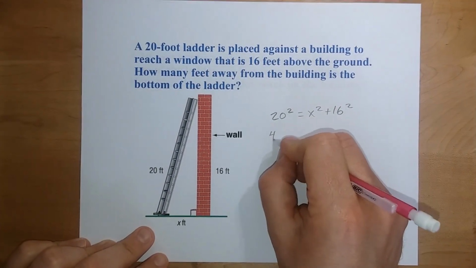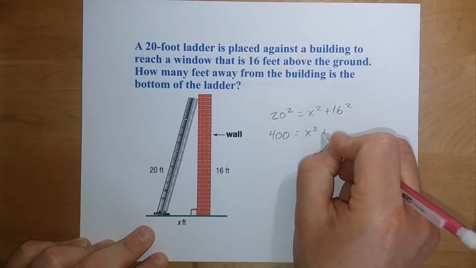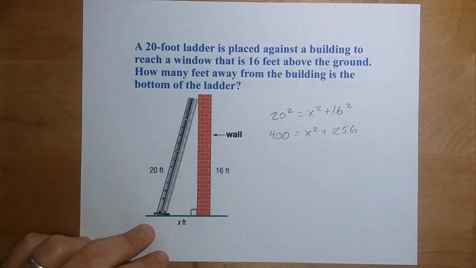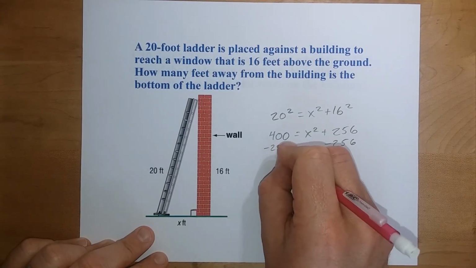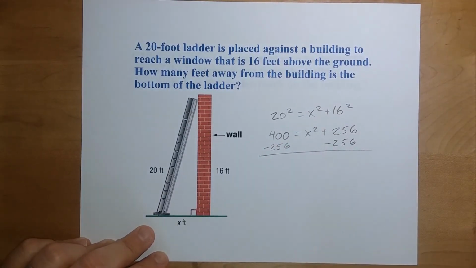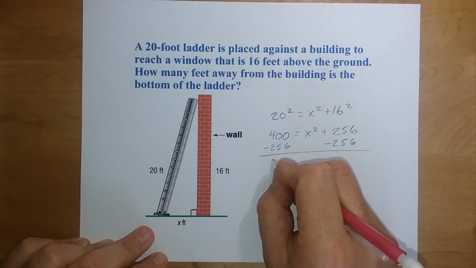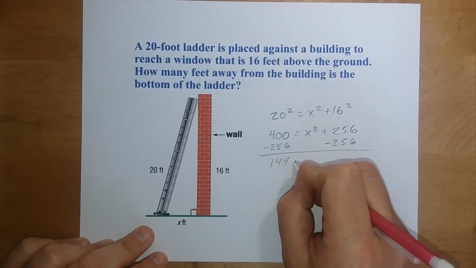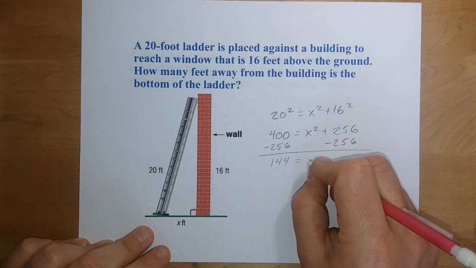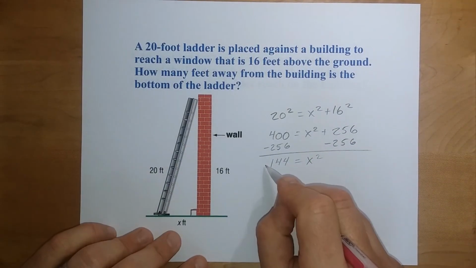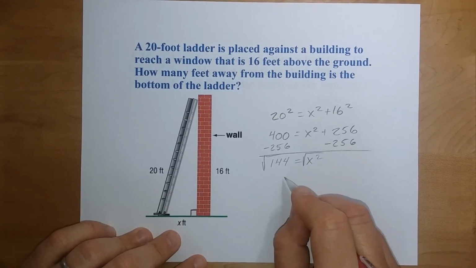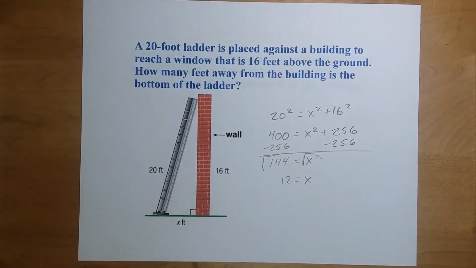So we get 400 equals x squared plus 256. We can subtract 256 from both sides. And it's almost as if I designed it this way so that the answer would be 144. That's gross. Equals x squared. Can we take the square root of both sides? Yep. And we'll get 12 equals x.